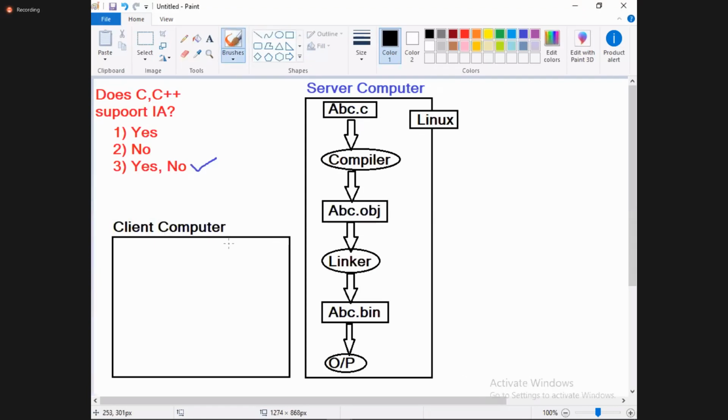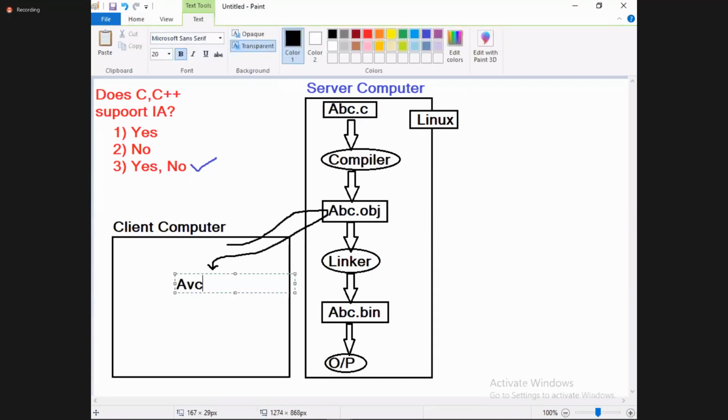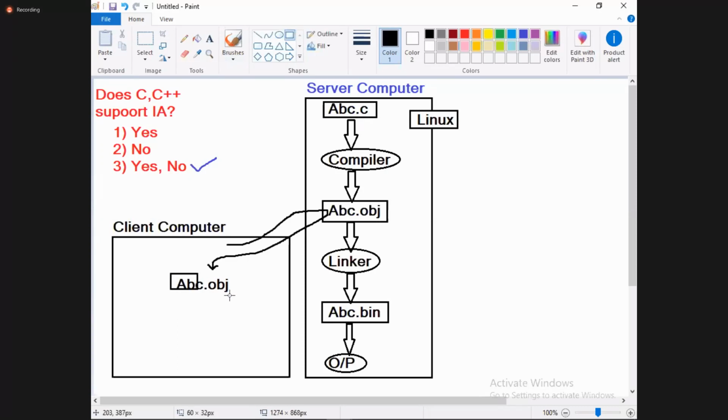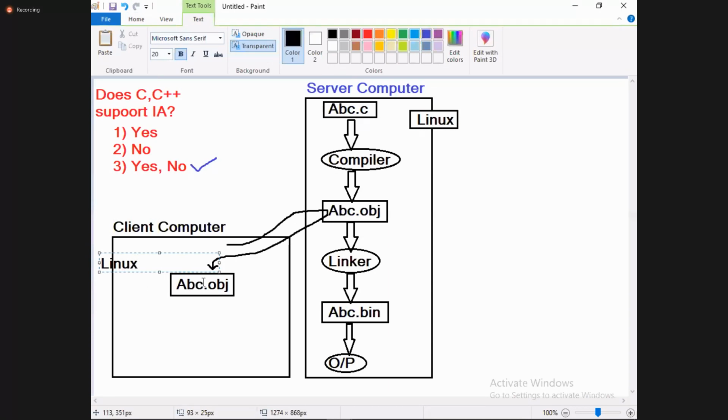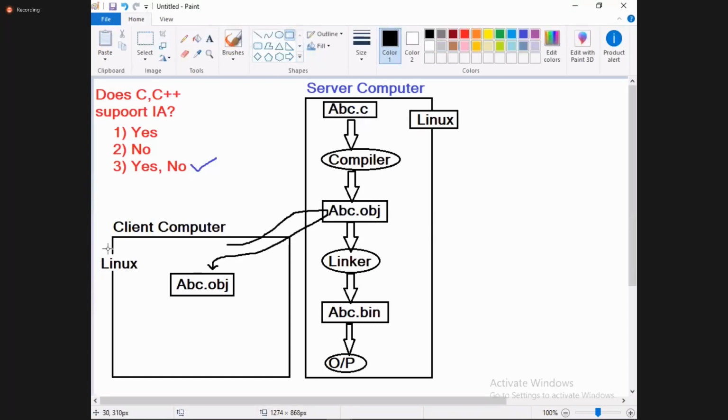Now tell me, the client computer is accessing the server because you want to execute. Execute means you need developed code, I mean compiled code. So I am downloading the abc.obj file here. Now is this abc.obj file executed here or not? It depends on the operating system. Which operating system am I taking here? Linux. If the client operating system is also the same as the server operating system, Linux, then can it execute happily here? Yes, it will execute happily here.